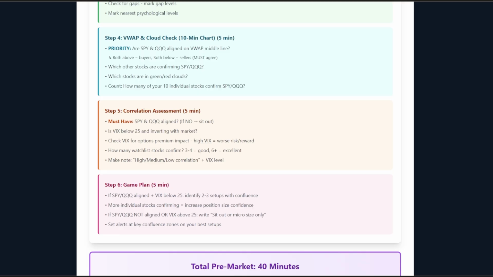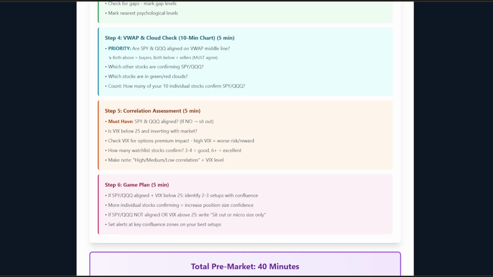So number 6, the game plan. If SPY and QQQ are aligned and VIX is trading below 25, or 20, identify the 2 to 3 setups with confluence that you are looking for, right? Whether it's a bounce off the cloud or against the cloud, and you're looking for calls or you're looking for puts. You're finding your setups. We know our entry criteria. Look back in the other videos if you don't know. More stocks confirming equals increased position size confidence. So now if everything is pushing up very aggressively, then you can, on that first buy, go full size, right?